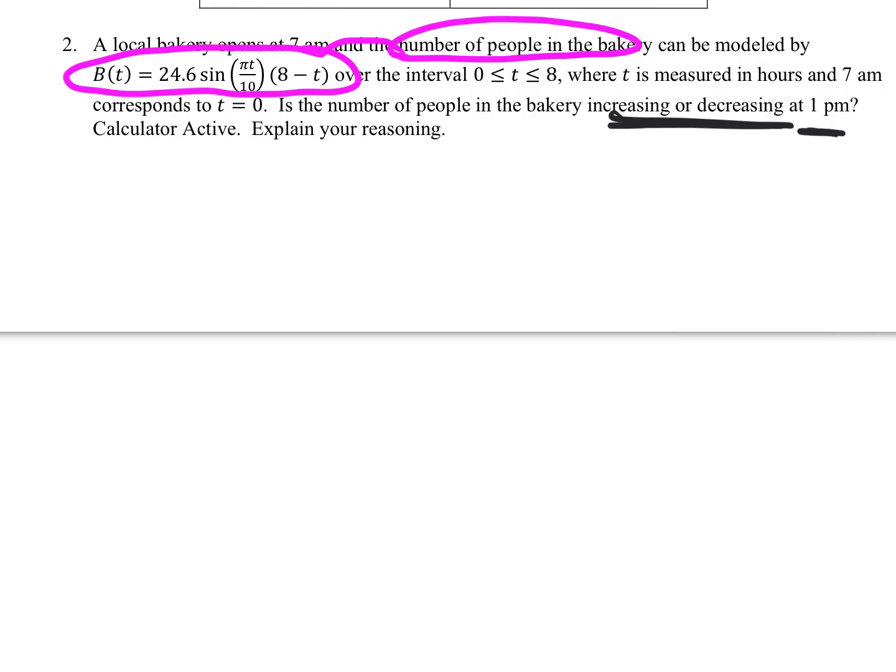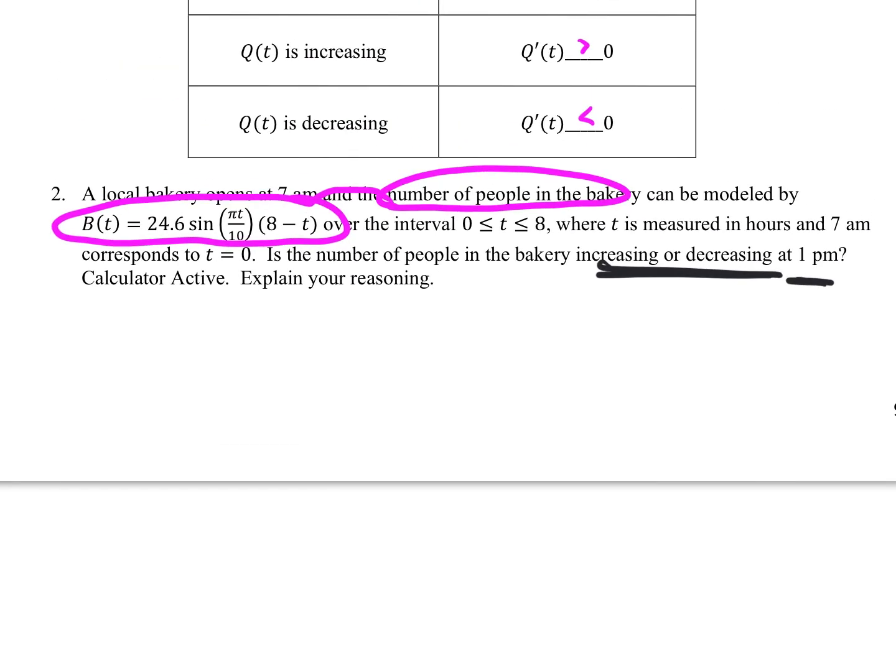I've got to find the prime, because if that prime is positive or negative, the amount of people is increasing or decreasing. Okay. Do I get to use my calculator? Sure do. Can we go find B prime of what? 6. Nice. How'd you get 6? Because I see no 6 here, but you're right, because 1 p.m. is 6 hours after 7, and 7 a.m. is when the bakery opened. Good. Here we go. Let's go find B prime of 6 using our calc.